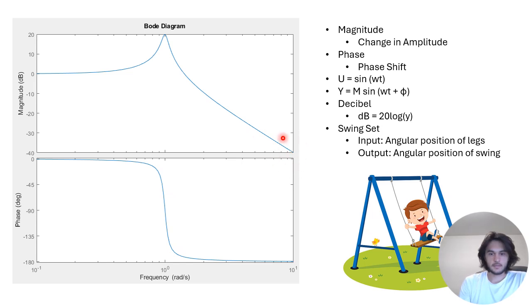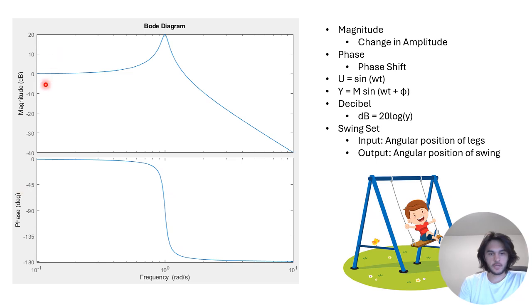So we see that here on this plot. If we have a high frequency, the magnitude in decibels is going to be very low, which means that we're going to have an amplitude change of about 0. The effect of our input is effectively nothing.